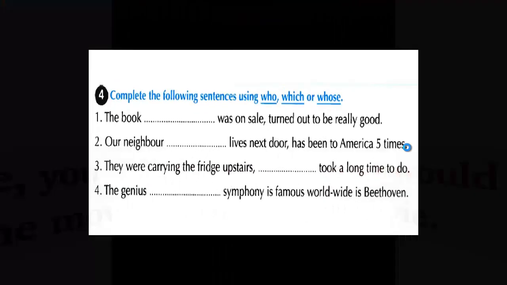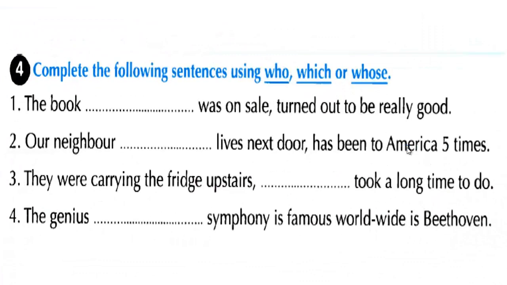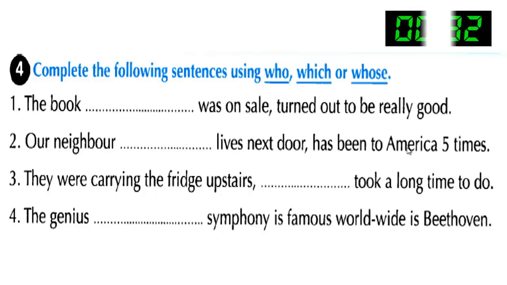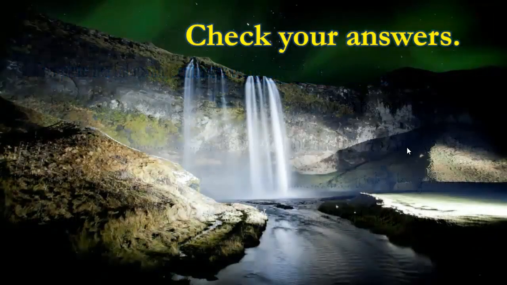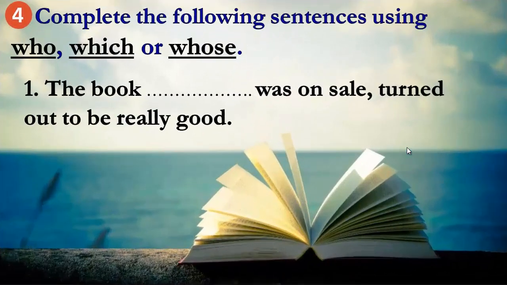Now exercise number 4. Complete the following sentences using who, which, or whose. So this is relative clauses that we studied in student book. Okay, we are going to write here in these spaces who, which, or whose, according to this rule. Let's check our answers together.